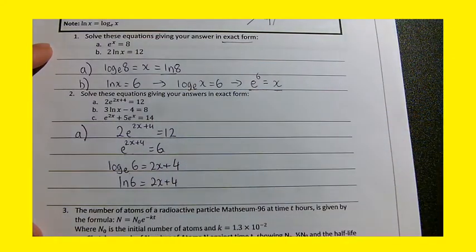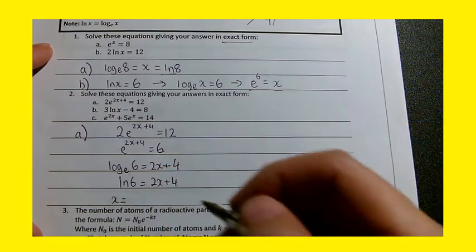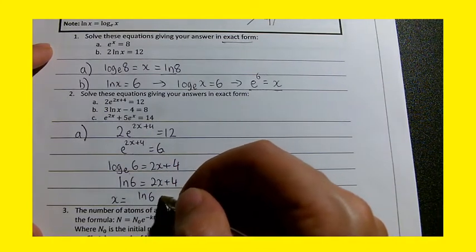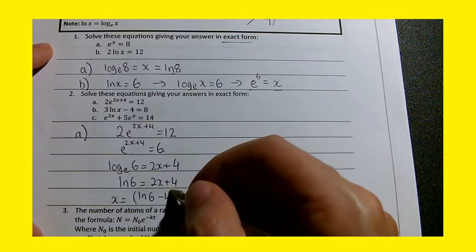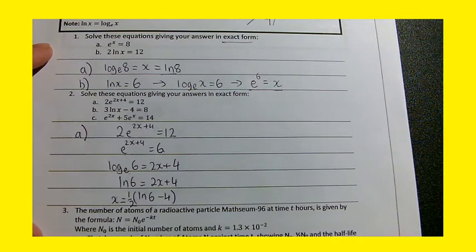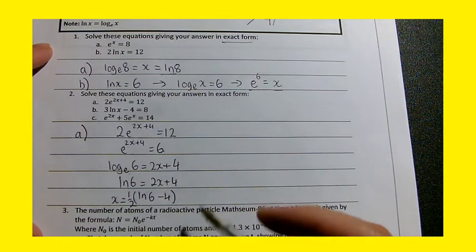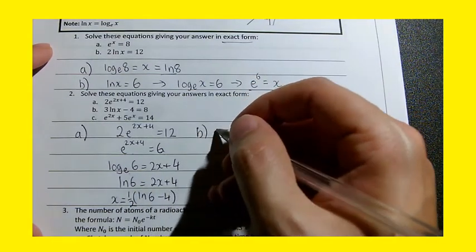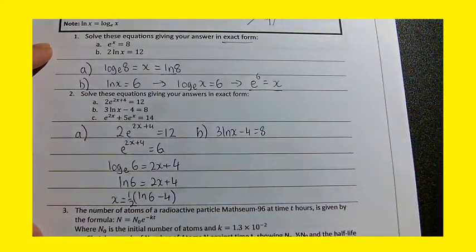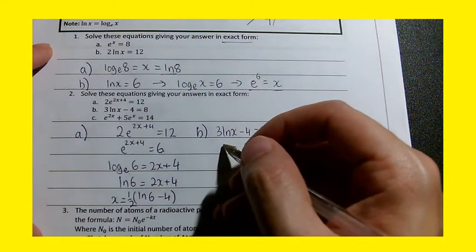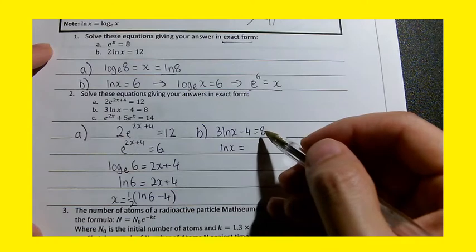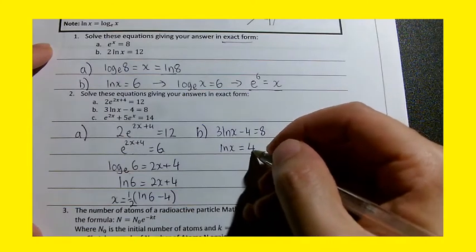And we want the answer in exact form. I'm just going to rearrange. So make x the subject: ln 6 minus 4, times by half. Okay, or half of ln 6 minus 4. Minus 4 and divide by 2. Part B, 3 ln x minus 4 equals 8. I want x again, so I'm going to add 4 and divide by 3. So when I add 4 I get 12, divide by 3 I get 4.